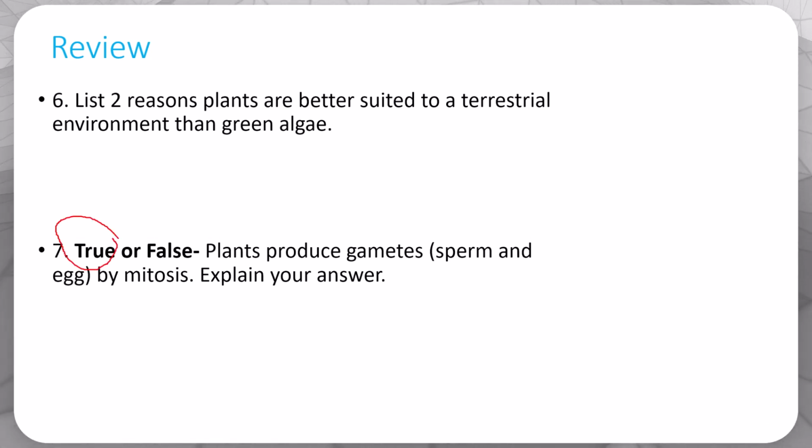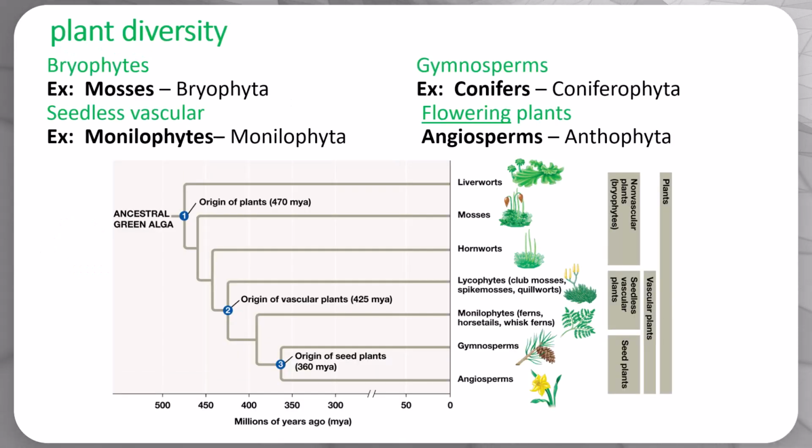That's not how animals make gametes, but remember, plants have that alternation of generations life cycle. So their haploid gametophyte generation produces the gametes, that are also haploid, by mitosis. So that brings us to plant diversity.